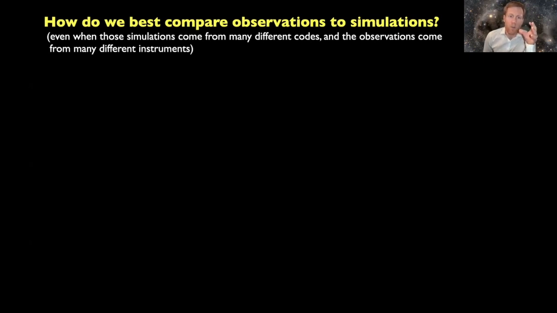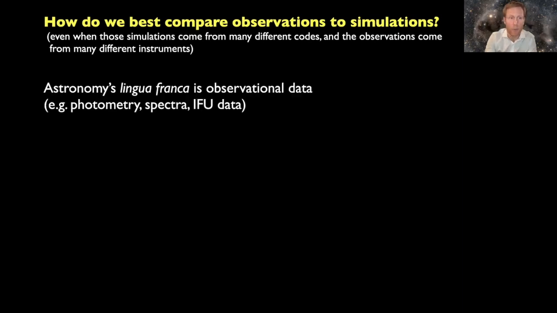So a lot of us have numerical simulations of the universe in some capacity, whether it's stars, whether it's galaxies, whether it's cosmology, whatnot. And these come from different simulation codes, and ultimately, at some level, we're trying to compare them with reality. In this case, that's observations from potentially many different instruments. So how do we actually go about doing that?